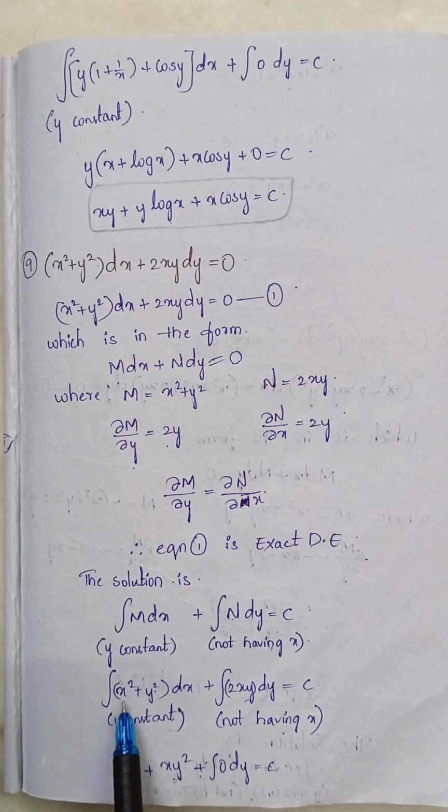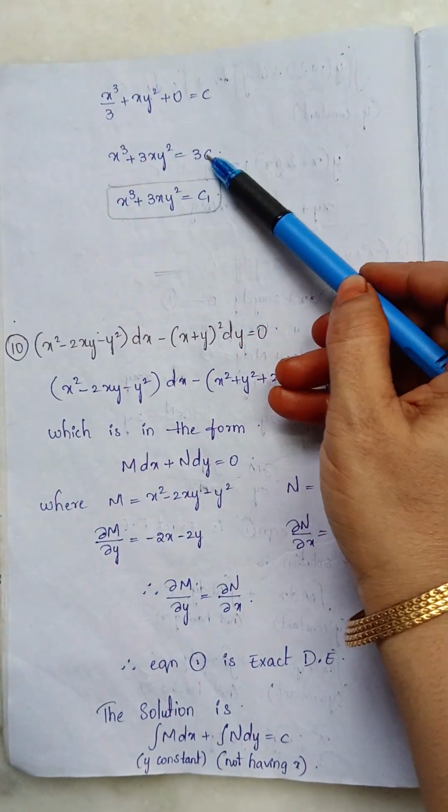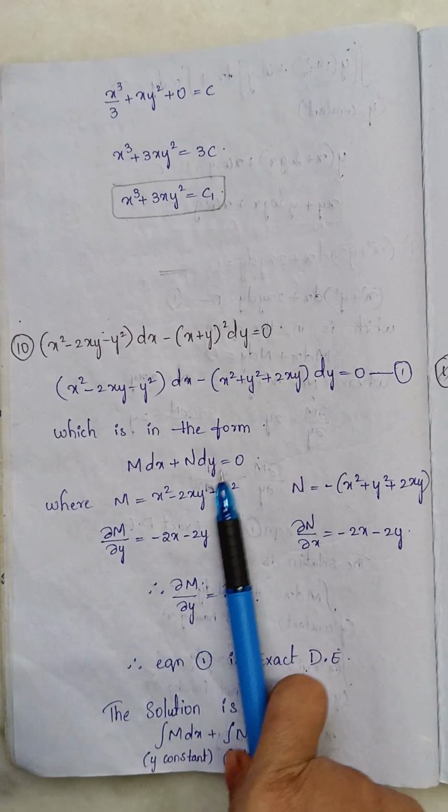Here y is constant and x square is the function, so x cube by 3 is the answer, because the integration of x power n is x power n plus 1 by n plus 1. Plus, the constant we take as it is, and integration of 1 dx is x. Plus 0, equal to c. You can take it as it is or you can take LCM here. With 3 as the LCM, take this 3c as c1. Now m dx plus n dy equal to 0, the same process.